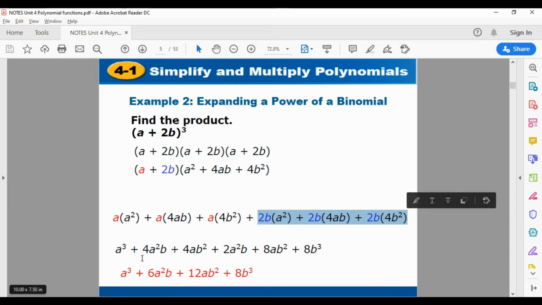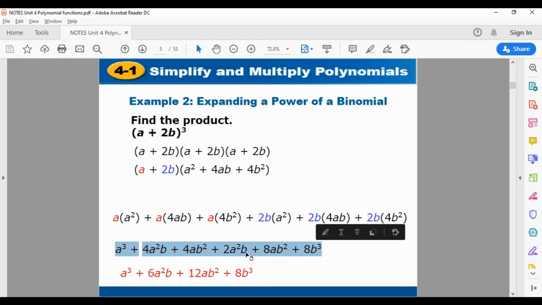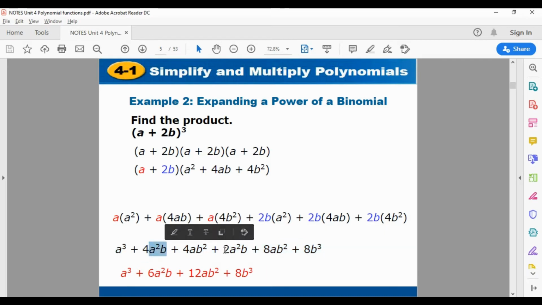After you complete the multiplication, which is this row right here, you look for any like terms that you can combine. There's a 4a squared b and a 2a squared b. That's going to give you your 6a squared b. And then 4ab squared and 8ab squared. That's going to give you your 12ab squared. And then this would be your final answer.